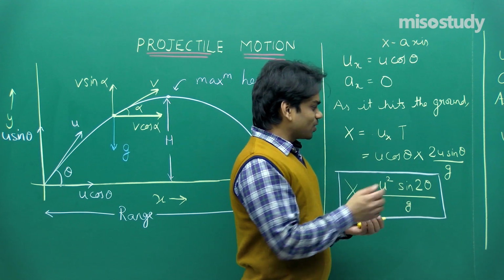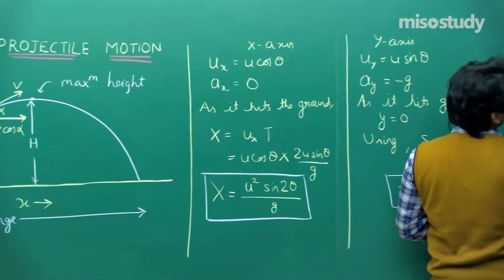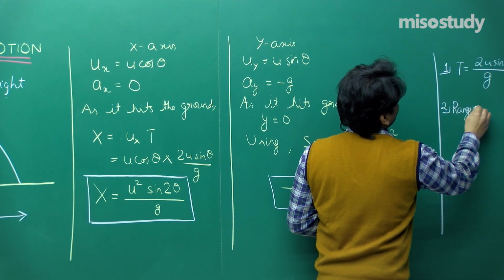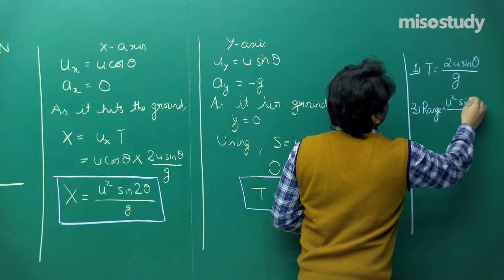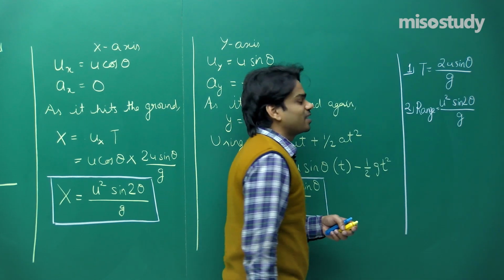So again we are going to use the right hand part of the board, and let us write this result separately, that is range is equal to u square sine 2 theta by g. One more result that we got.